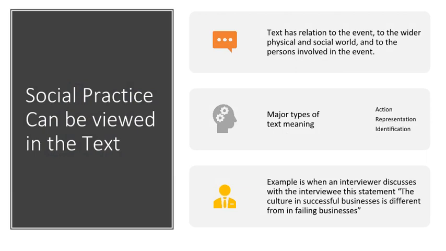There are three types of text meaning one can extract from critically analyzing a text. These are action, representation, and identification. Our example is when an interviewer discusses with the interviewee this statement: the culture in successful businesses is different from in failing businesses. What is represented here, representation, is a relation between two entities, which is that X is different from Y.